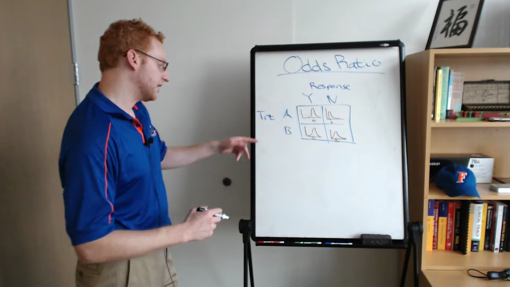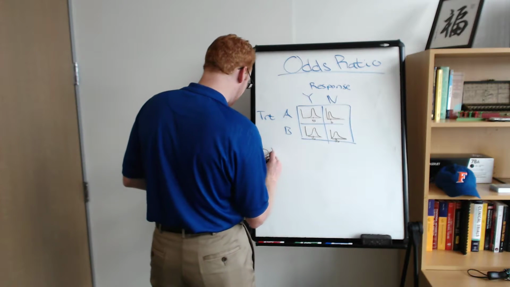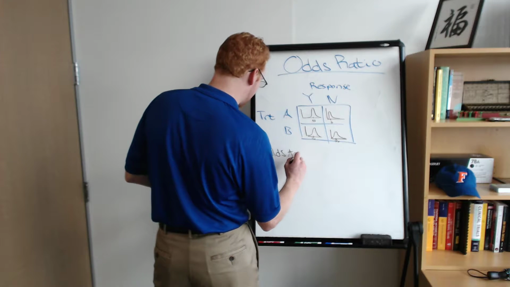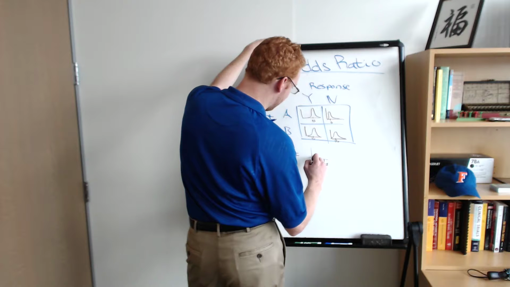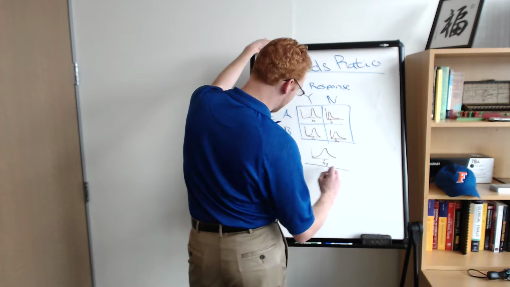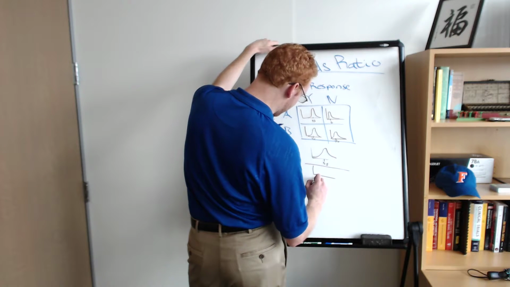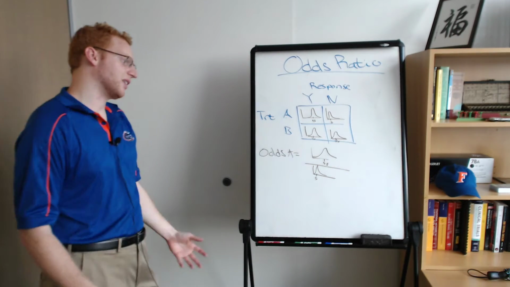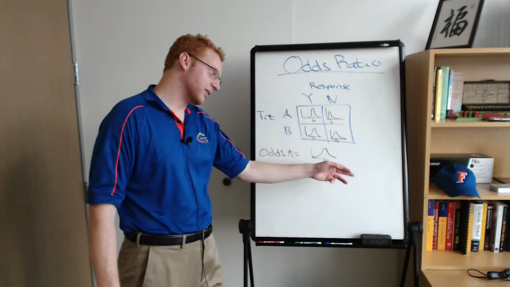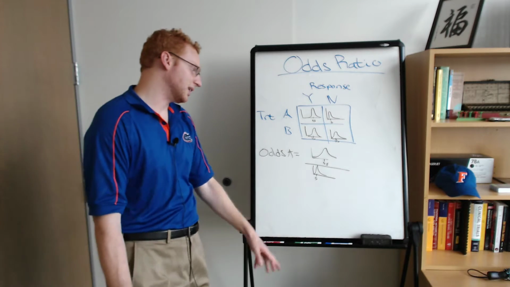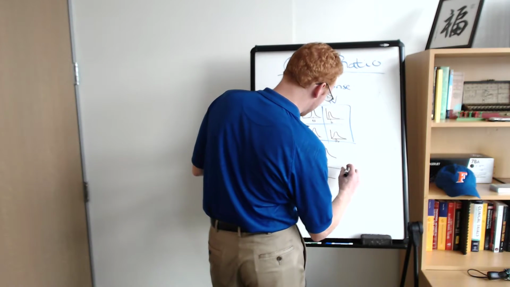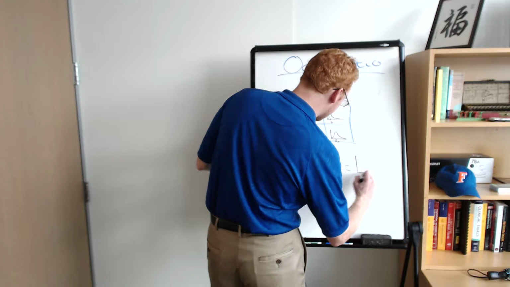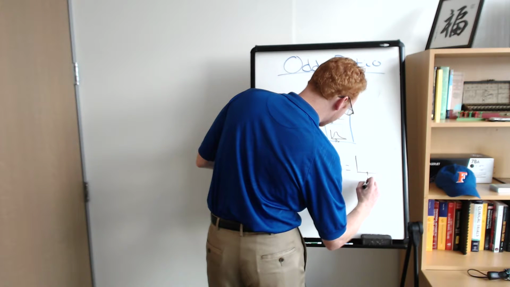So the odds of A is equal to a distribution centered at 95 divided by a distribution centered at 5. And if you can guess what this resulting distribution will be centered at, it'll be 95 over 5. So the resulting distribution should have a center at 19.